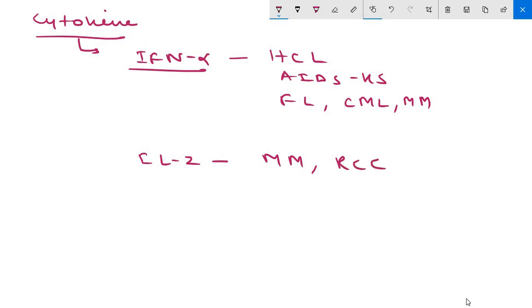Clear? So these are all the three therapies which are given in cancer. So this is all about cancer immunology.